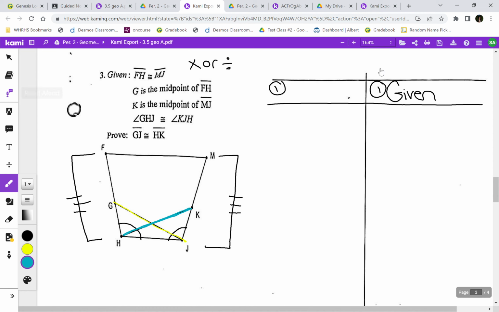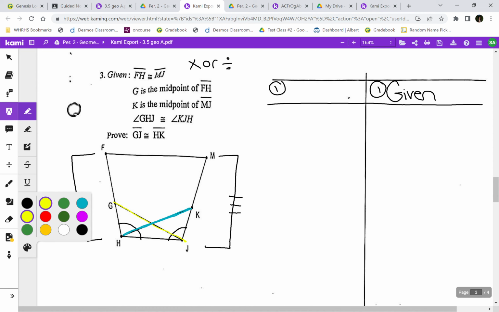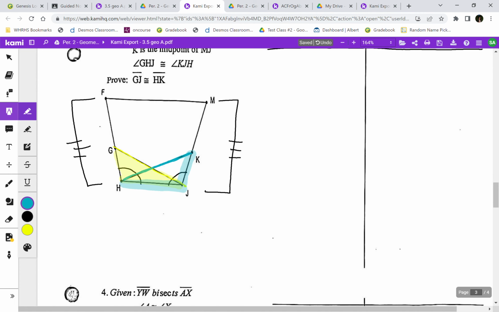Connor, which triangles? GHK and KJG. GH, say it one more time. GHK is not a triangle. The other one's kind of the same thing, so they're both not triangles. Okay. Adam? GHJ and KJH. You got it. GHJ. Connor, we see? Yep. And KJH. These two triangles. So I'm going to redraw them.